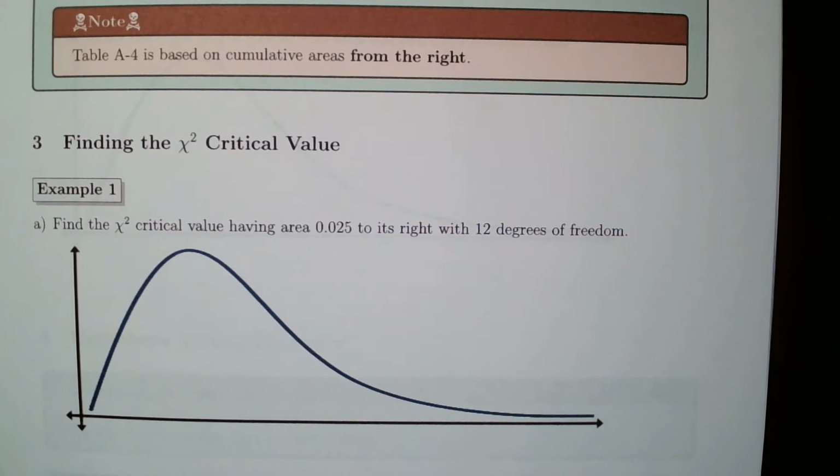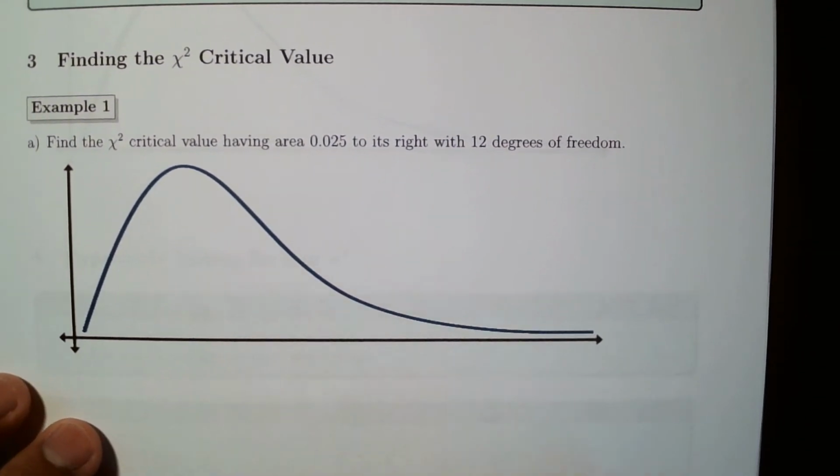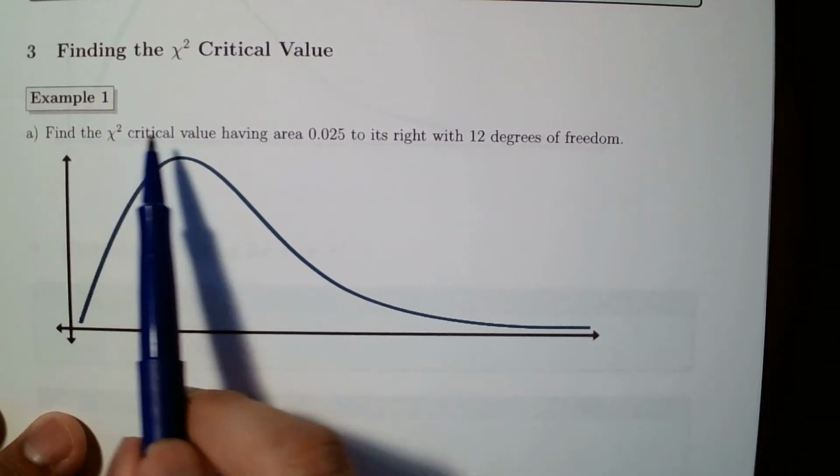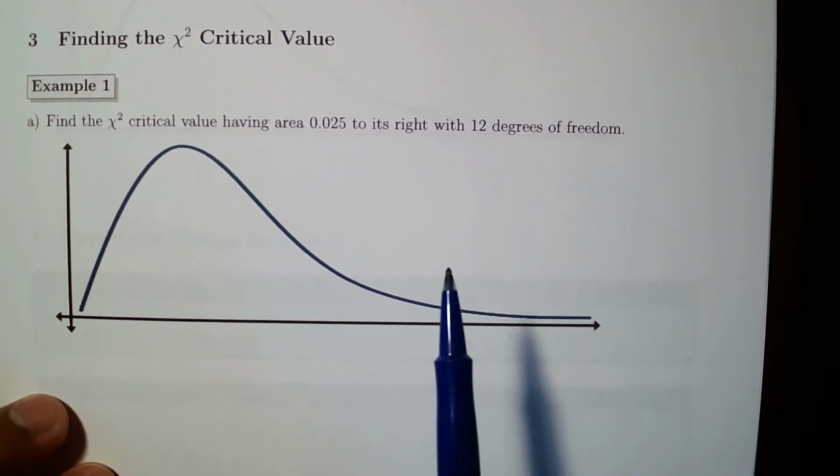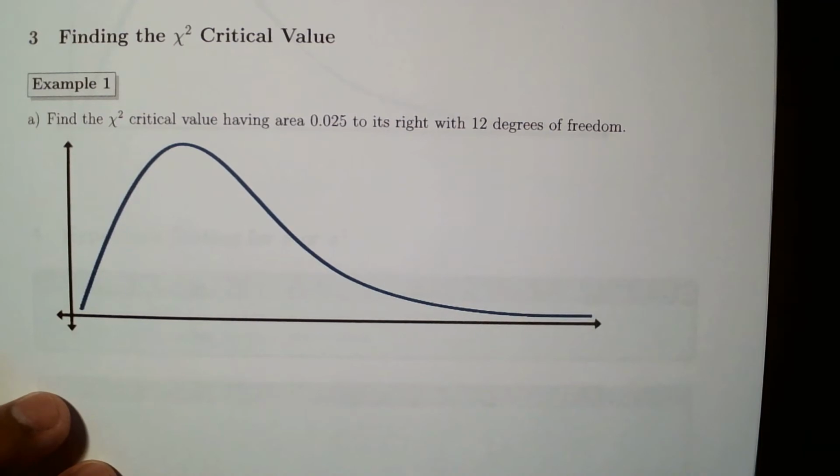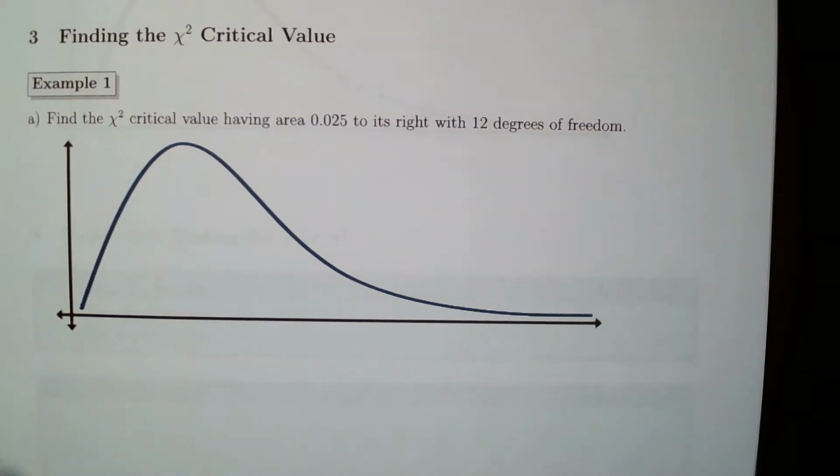All right, so let's look at some examples on how to find the chi-square critical values for a couple of situations, and then we're going to apply this to some hypothesis testing. Okay, so let's see what we have.